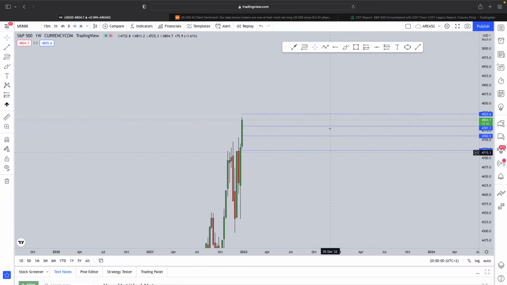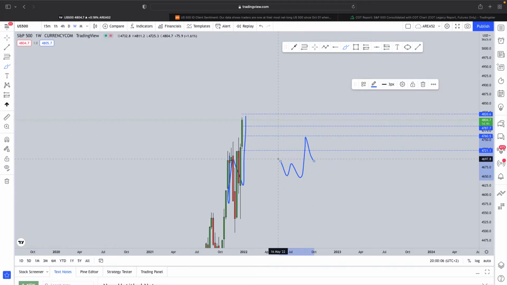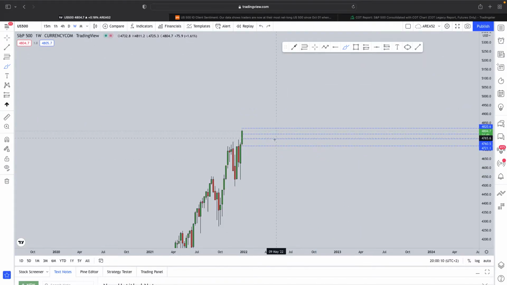Now on the weekly time frame, the market now printed this overextended W formation, and by definition, when the market prints an overextended W formation, you can always expect the market to pull back to the left leg before continuing higher.